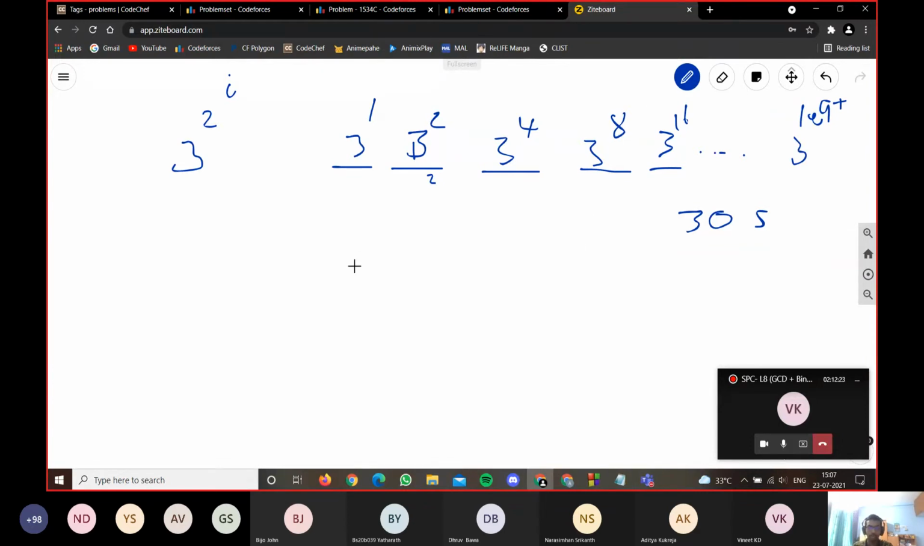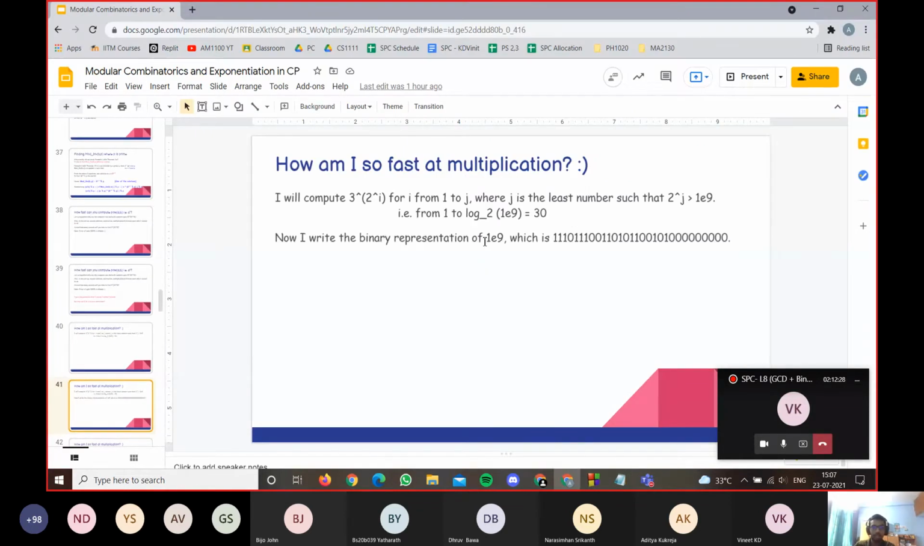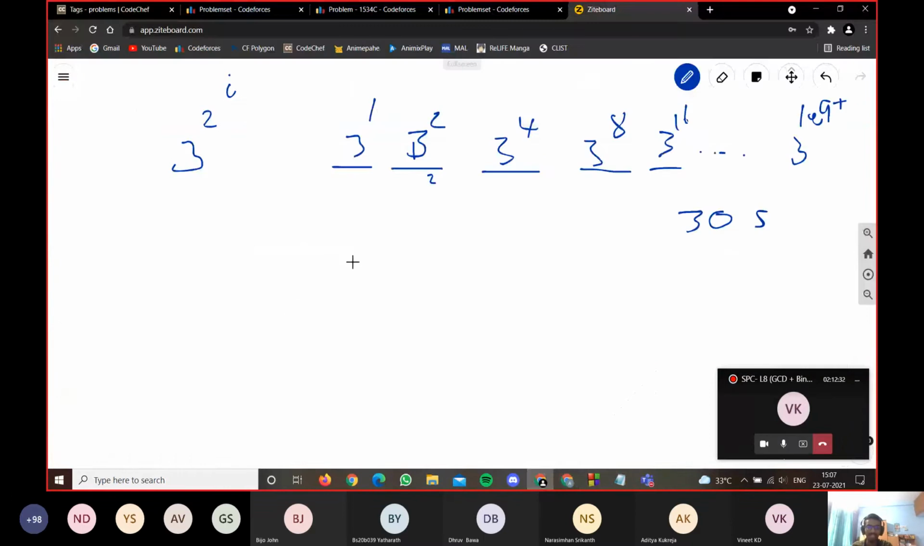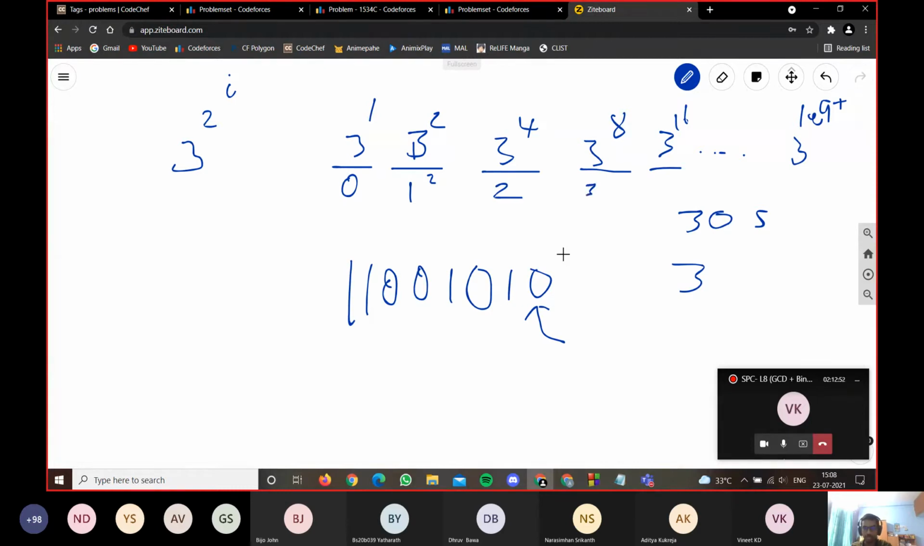Once I have found them, I think the power was 10 power 9. So this is the binary representation. It's very huge, I copied it from somewhere. Let's assume the binary representation of 10 power 9 is this for now. Now I have 3 power something, so I will go to the ith bit. I'll call this the 0th bit, with array indexing 0, 1, 2, 3, and so on. The 0th bit is 0.